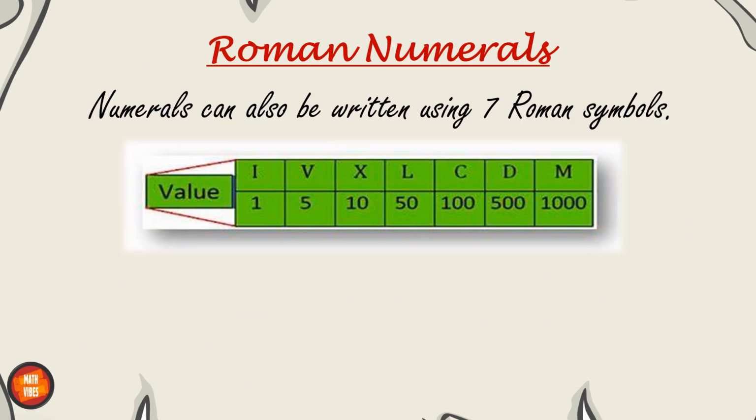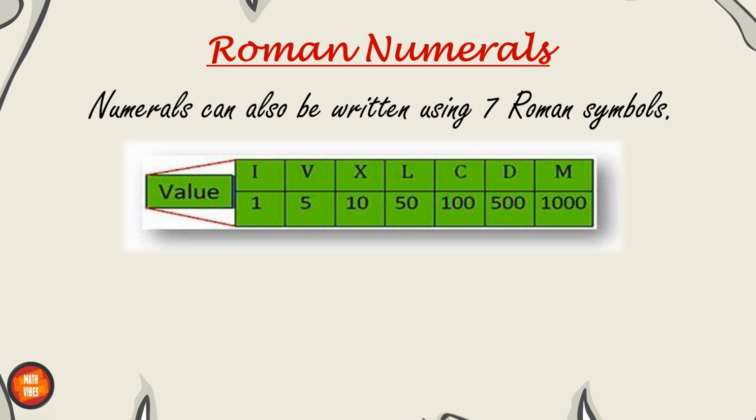Now, what are Roman numerals? In Hindu-Arabic numerals, we use 10 digits to make numbers. But numerals can also be written using 7 Roman symbols. Romans did not use digits. Instead, they used some symbols to write down the numbers. In the Hindu-Arabic system, we make combinations of those digits and that results in numbers. But in the Roman system, they use only these 7 symbols to form any number they want.